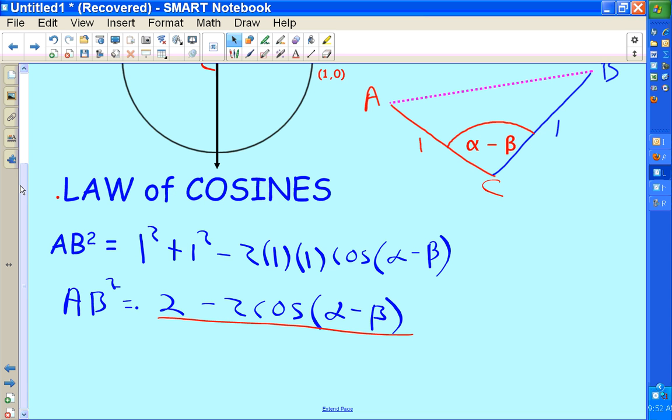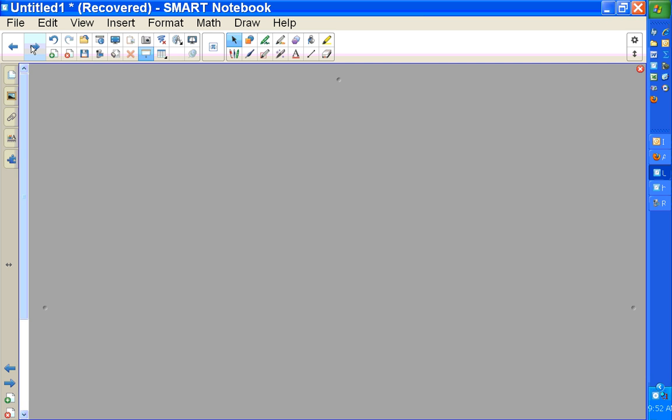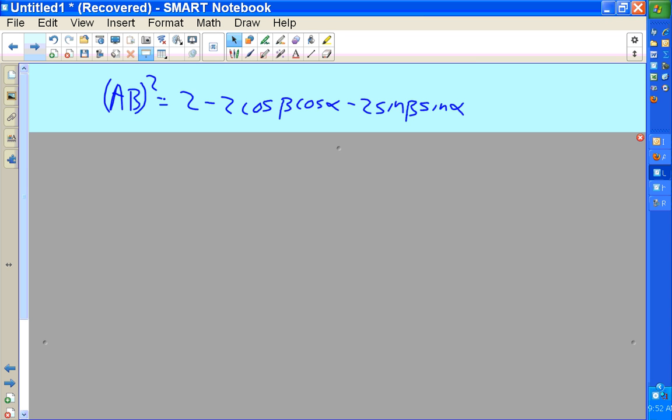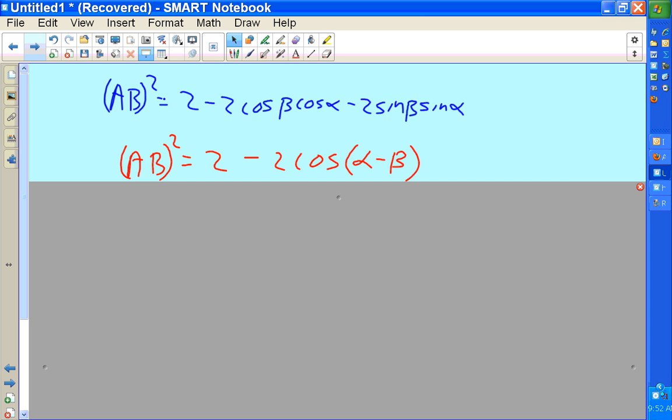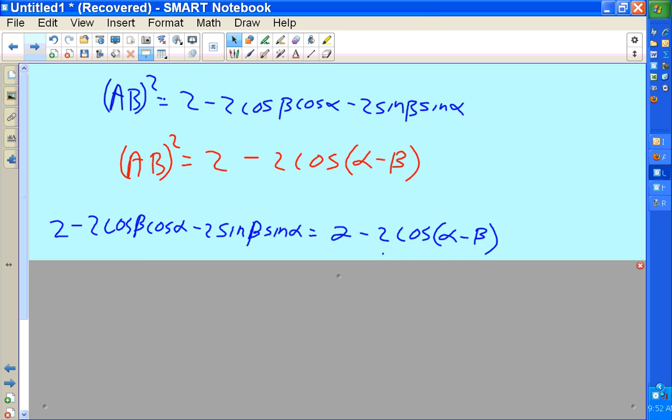Are we good on this? So now let's connect these two together. So the first time we found out that AB squared was equal to this mess, using distance formulas. And then we found out that AB squared, the distance squared, was 2 minus 2 cos alpha minus beta, using law of cosines. What has to be true here? Equal to each other. Yeah, these two, the blue and the red, would have to be equal.